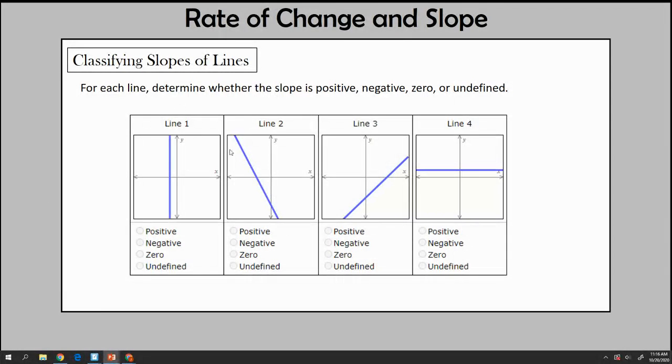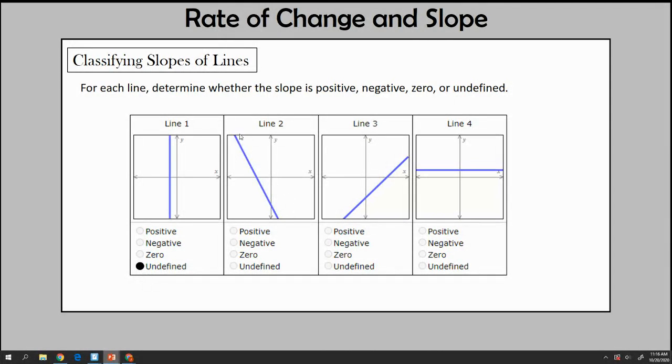The first set of questions you get are pretty straightforward. They give you four different lines and ask you, is the slope positive, negative, 0, or undefined? So looking at the first one, this is a vertical line. Okay. It's all rise. There's no run. When you get a vertical line, you need to note that that slope is undefined.